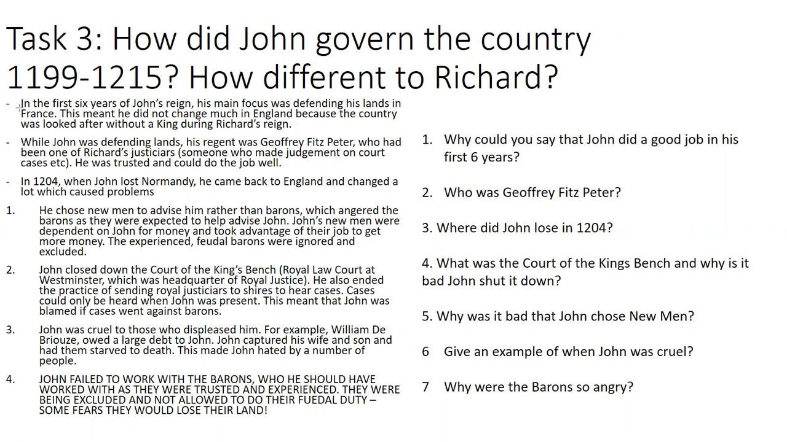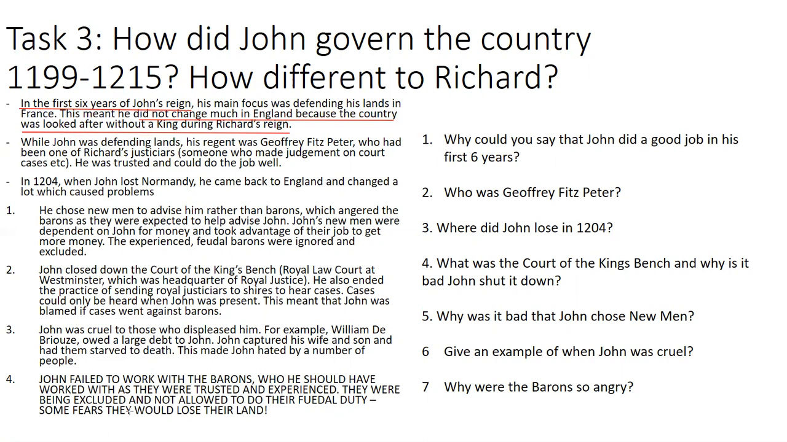Look at each bullet point. In the first 6 years of John's reign, his main focus was defending his land in France. This meant he didn't change much because the country was looked after without a king during Richard's reign. In the first 6 years, John didn't change much. Why? Because it worked. He did a good job because he kept the people in place.